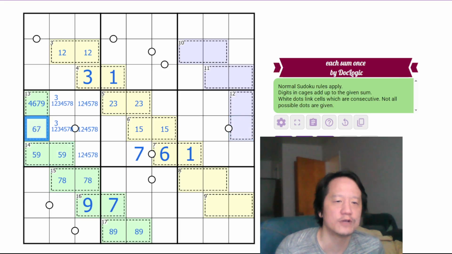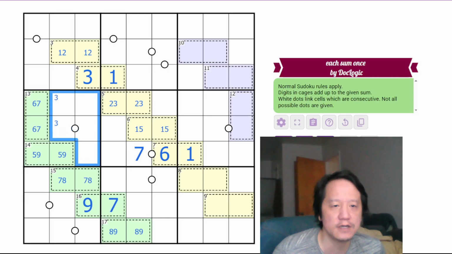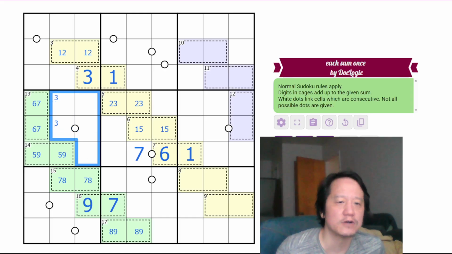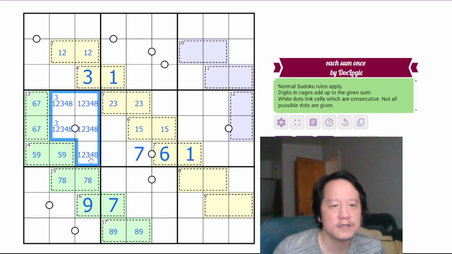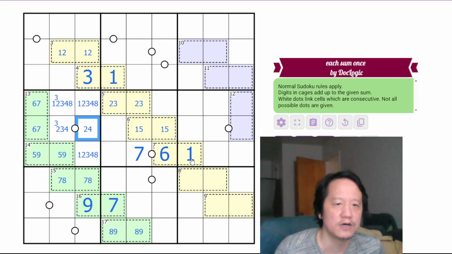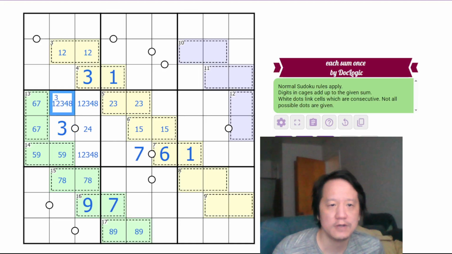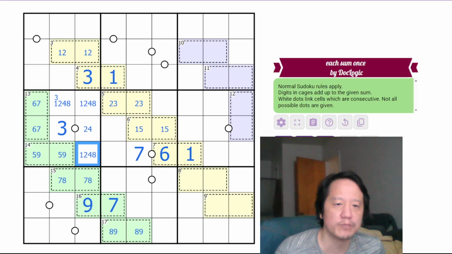That eliminates 4, 9 as a possibility for the 13 cage, which means the remaining digits in this left central box are 1, 2, 3, 4, and 8. Well, 8's not consecutive here. The 1, 5 pair eliminates 1 and 5 in the rest of the row, and this can't be 3 because of 3 in the column, so we have a 2, 4 pair, which can only be consecutive with 3 here. So this is 3 there. That means there's no 3 in the rest of the box.